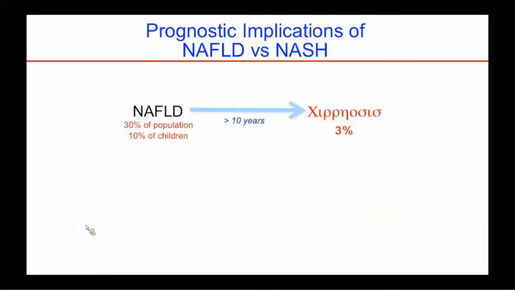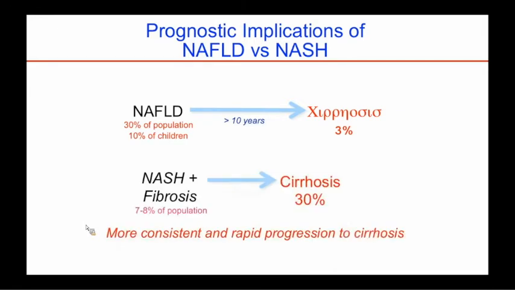Prognostic implications we've talked about quite a bit. Patients who have non-alcoholic fatty liver disease have a 3% risk of cirrhosis, whereas those that have NASH with fibrosis have a 30% risk of cirrhosis. I like to refer to the Greek term scirrhus, which means hard.